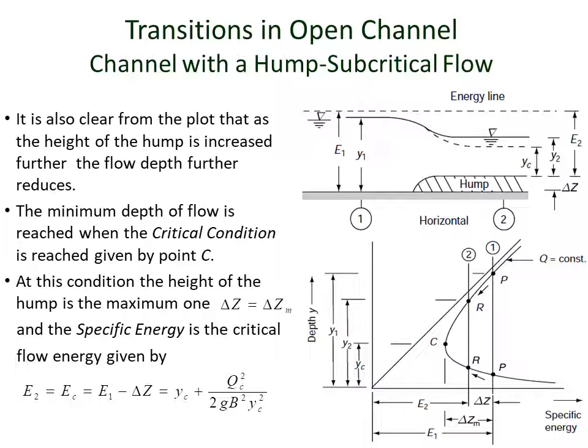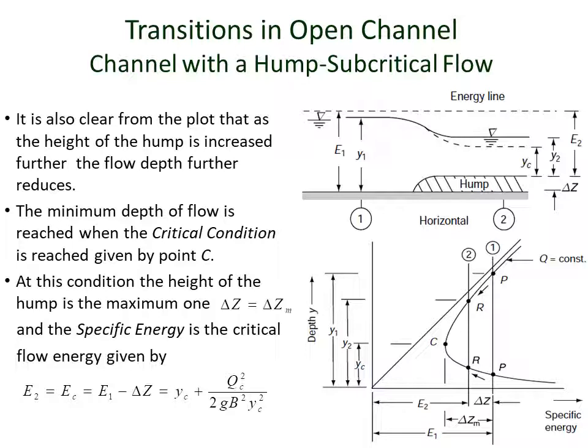It can also be seen from the specific energy diagram that as we further increase the height of the hump, the specific energy reduces further, and the height of flow is going to be further reduced. So as you increase the height of the hump, the downstream flow depth at section 2 is going to be reduced further. This reduction of flow depth continues with the increase of hump height as long as it doesn't reach the critical condition.